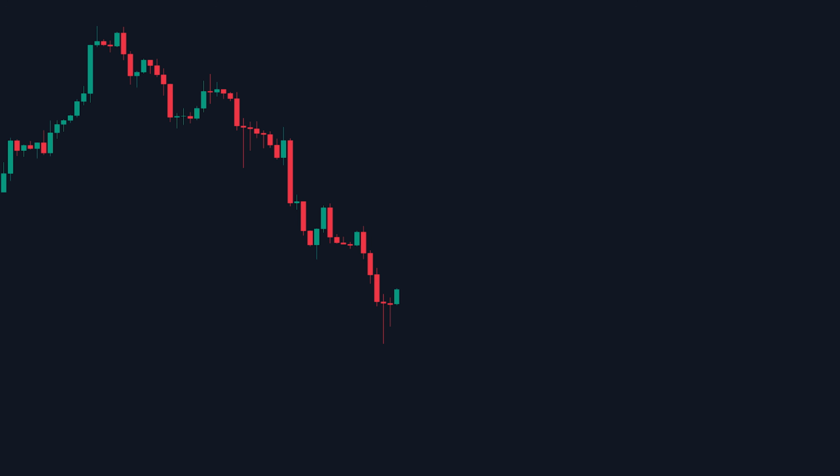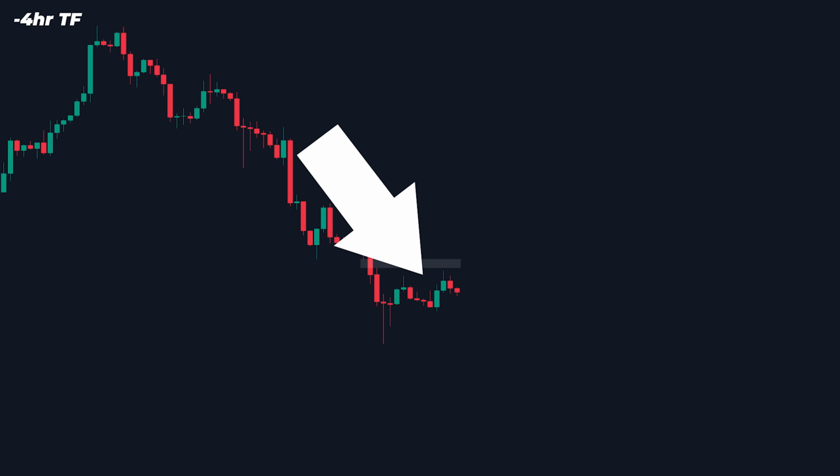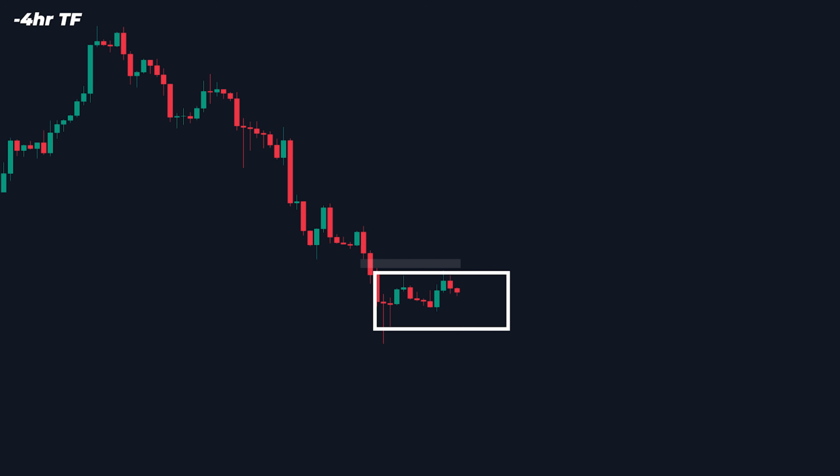First, price creates a fair value gap after a strong bearish move on the 4-hour chart. As price pulls back, it forms a small consolidation and creates a double top. This shows that liquidity is sitting above those highs. Later, price sweeps that liquidity by moving above the double top and then continues down into the fair value gap.